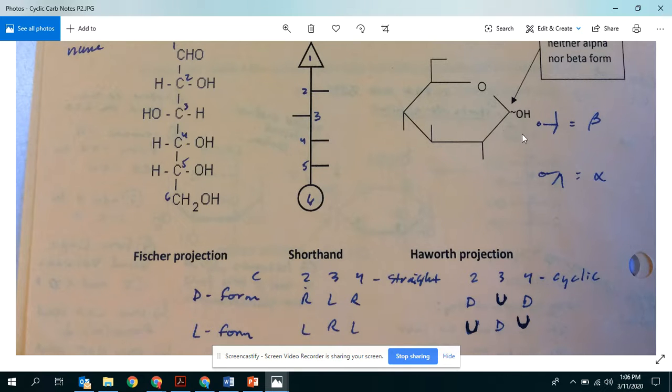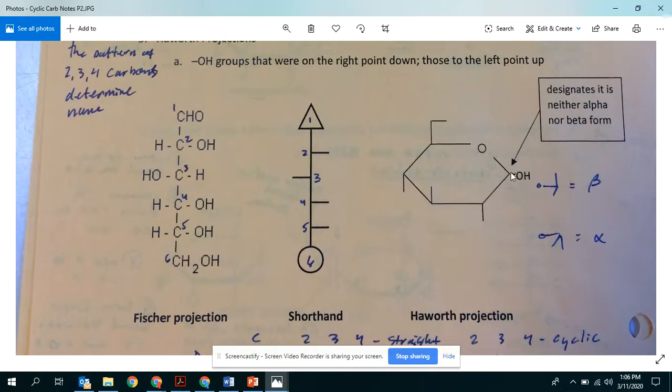And then the beta form will be the hydroxyl group on carbon 1 will be pointed up for beta and down for alpha. And if you want to represent it as neither alpha nor beta, you just draw that bond as like a squiggly line right there. So that designates neither alpha nor beta.